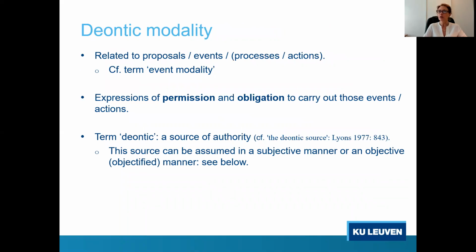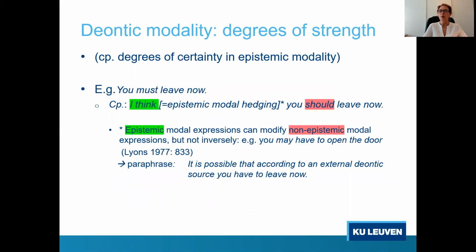Deontic modality includes permission and obligation, or relates to permission and obligation, basically. And the term deontic actually refers to a source of authority, as is indicated by Lyons in his book on semantics. Different deontic meanings can also be expressed with different degrees of strength. And in that sense, an epistemic modal meaning can also modify a deontic modal meaning.